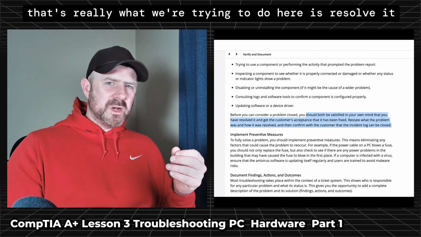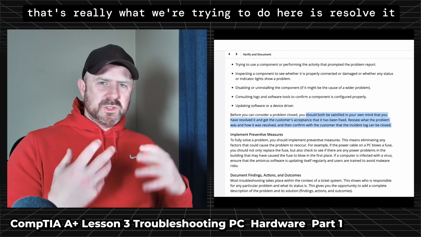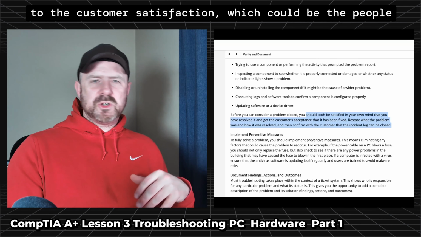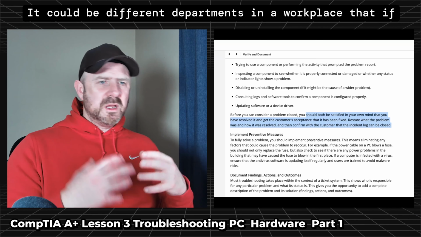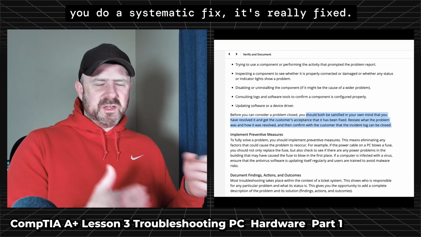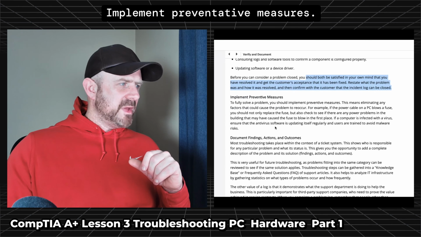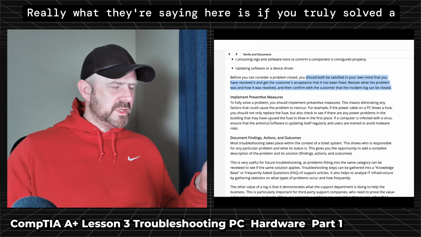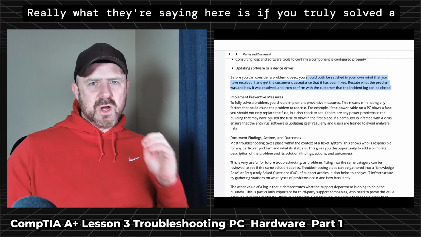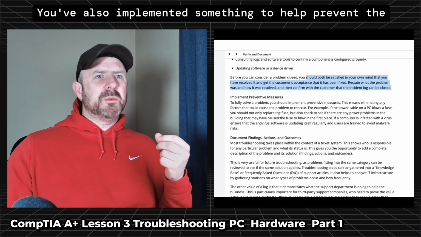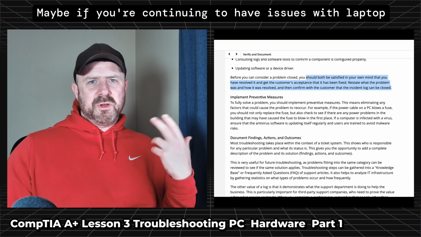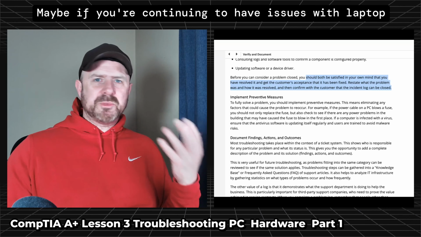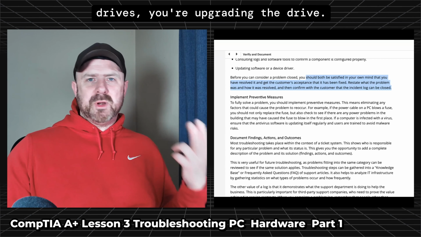And that's really what we're trying to do here, is resolve it to the customer's satisfaction, which could be the people you work with. It could be different departments in a workplace, that if you do a systematic fix, it's really fixed. Implement preventative measures. Really what they're saying here is if you've truly solved a problem, you've also implemented something to help prevent the problem from happening. Maybe if you're continuing to have issues with laptop drives, you're upgrading the drive.